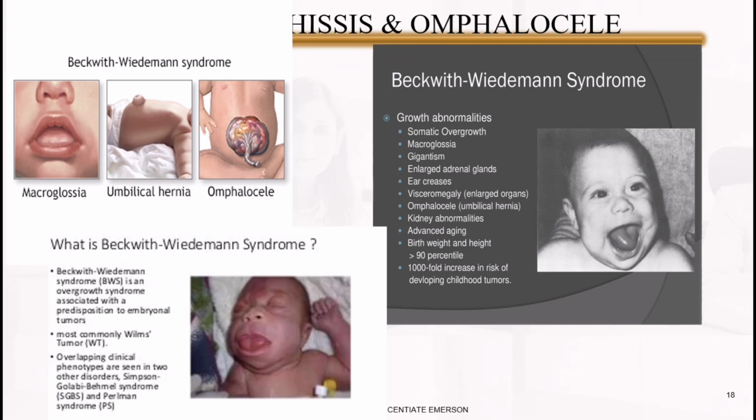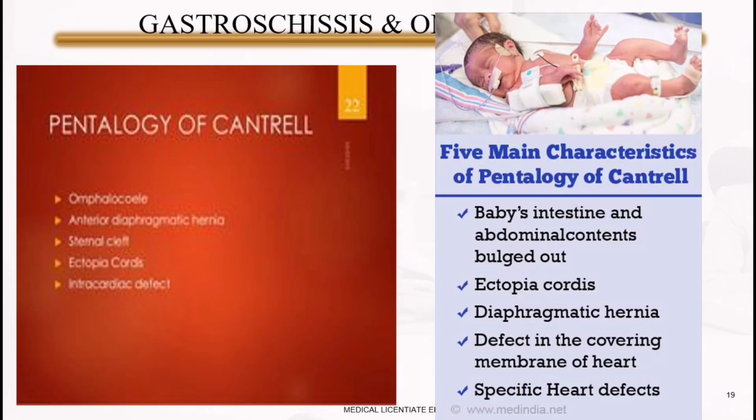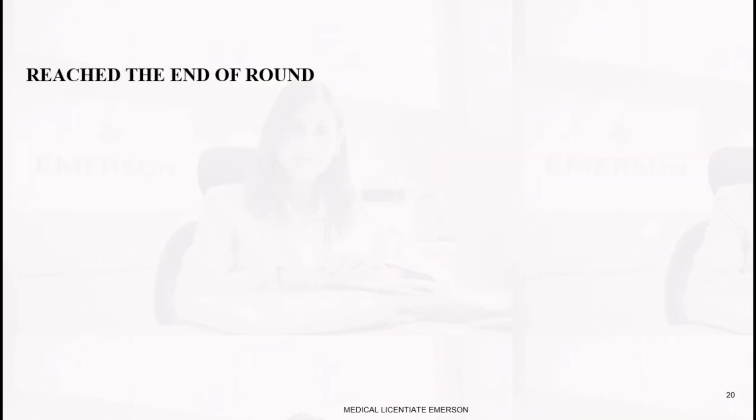Then this is Beckwith-Wiedemann syndrome. So there is a triad in Beckwith-Wiedemann syndrome. The child has macroglossia, umbilical hernia, omphalocele. Then there are some growth abnormalities as well. Okay. Then this is pentalogy of Cantrell, where we have omphalocele, anterior diaphragmatic hernia, sternal cleft, ectopia cordis, intracardiac defect. Okay.